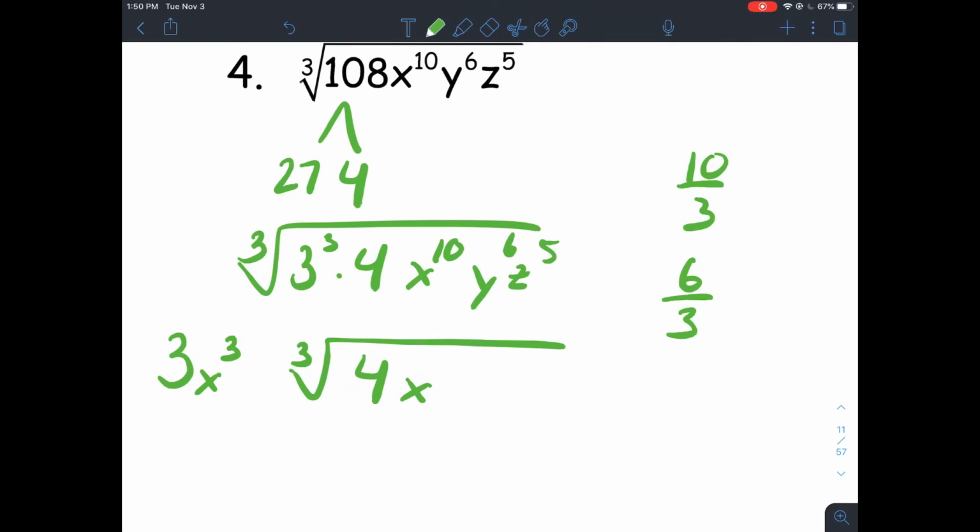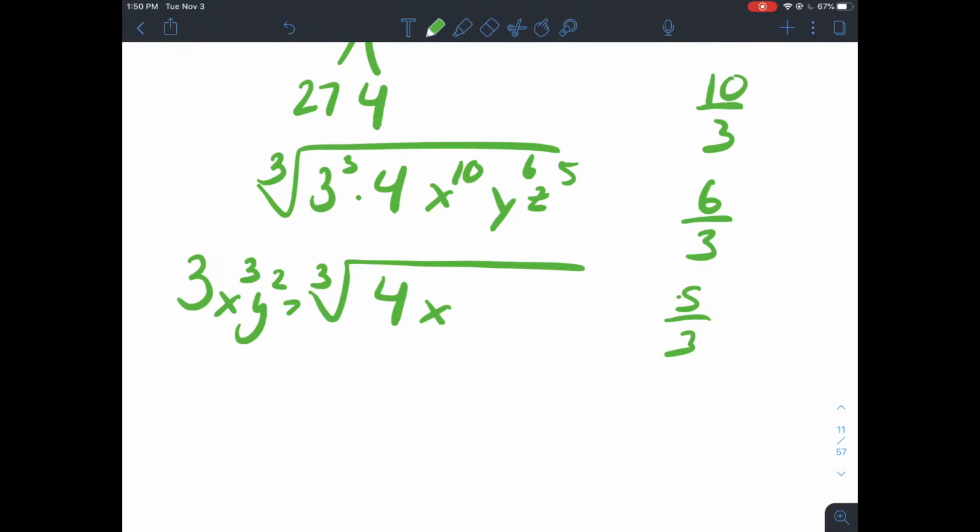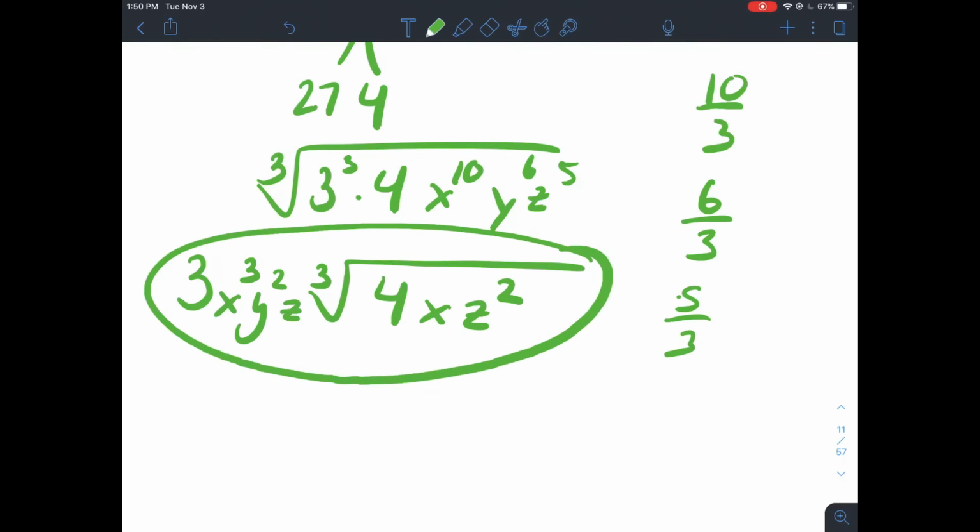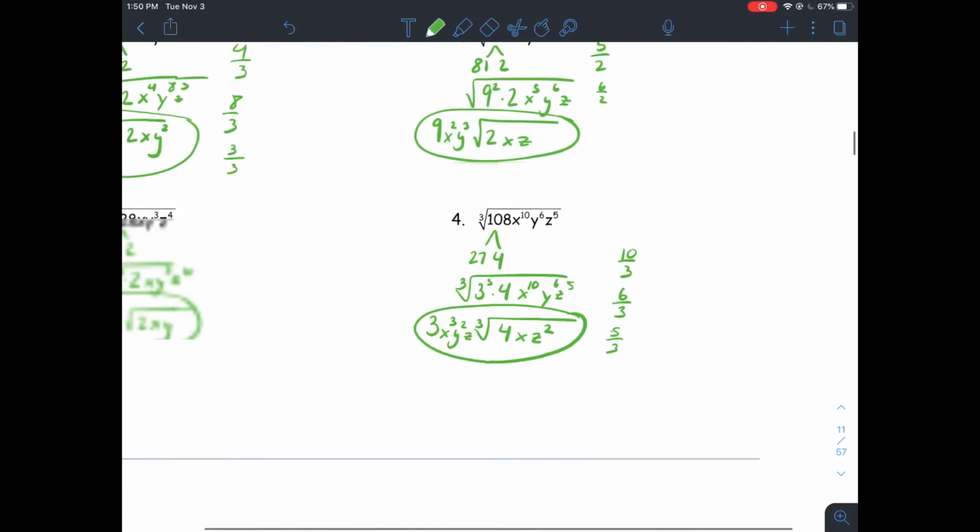I'm going to do 6 divided by 3. That's going to give us 2, so we've got y squared on the outside, no remainder, so none left on the inside. And then z, we've got 5 divided by 3, which is going to give us 1 and 2 remainder. So we've got 2 on the inside. So that is how I would do that.